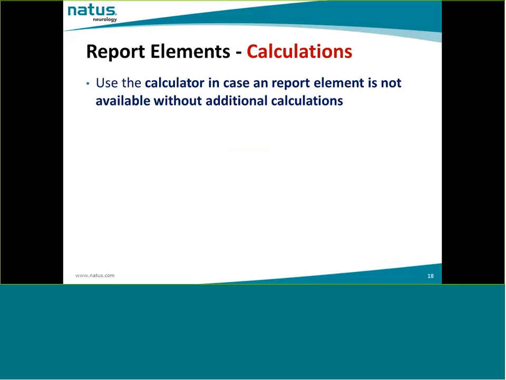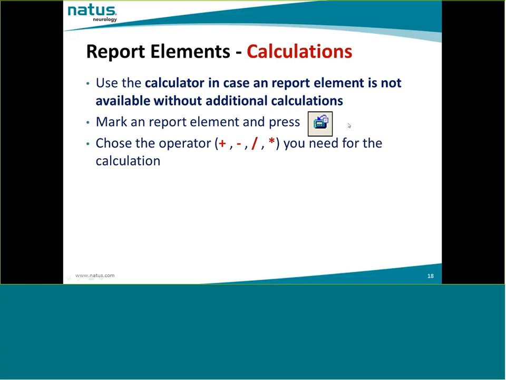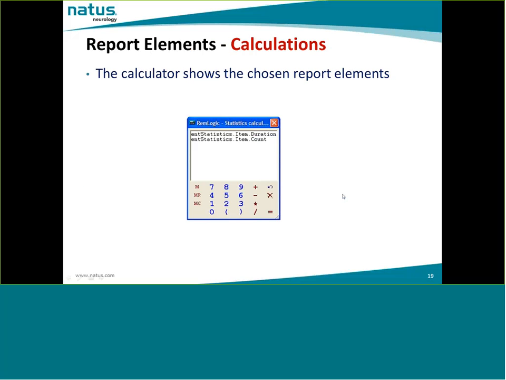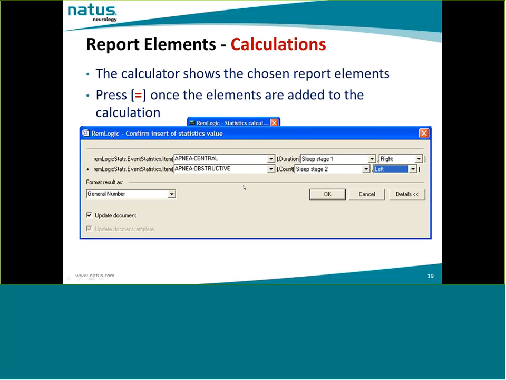How about calculations? In the statistics selector, we have this tool called the calculator, in case a report element is not available without additional calculations. I will show this example later, which will make you understand better. So you can first choose an element and press this calculator sign with an add. Then you can choose the operator that you will need for the calculation, and then mark the next element and press the same icon again. And then just click equal. It will come out into this format here.